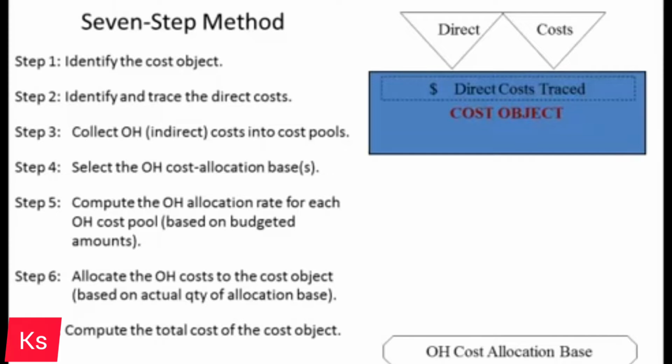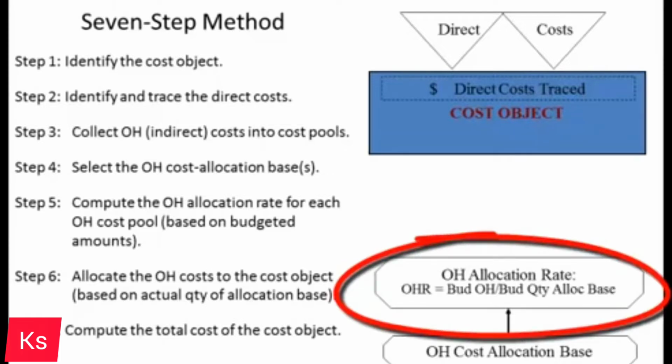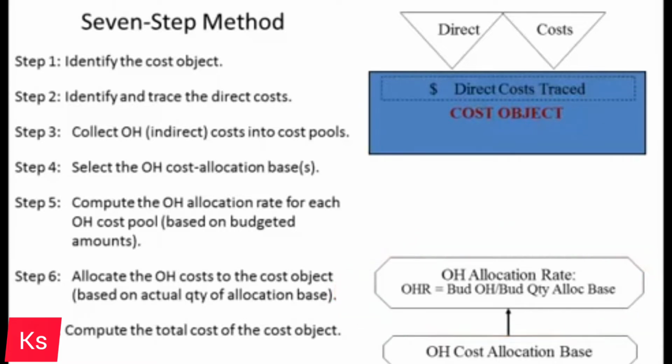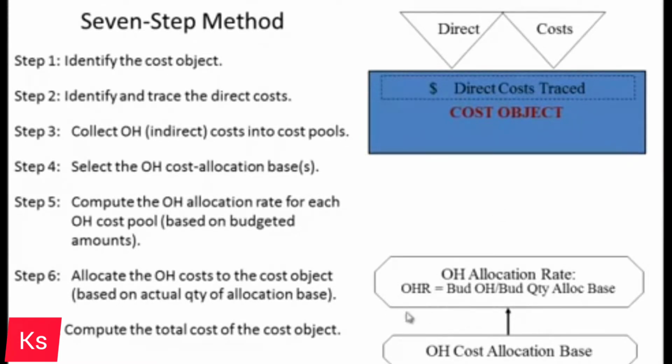Once you've chosen an allocation base, you compute the overhead rate that will be used to allocate overhead to the products throughout the year. This rate is computed at the beginning of the year, and it's based on budgeted amounts. So at the beginning of the year, you budget the total amount of overhead that you think you're going to have. You then also budget or estimate the total amount of your allocation base that you think you're going to have. For example, you would estimate the total amount of labor hours that you would be using in the coming year. You take the budgeted overhead and divide by the total amount of the allocation base, and that gives you a rate. It's called the overhead rate, or sometimes I refer to it as the POHR, the predetermined overhead rate, predetermined to indicate that it's done at the beginning of the year.